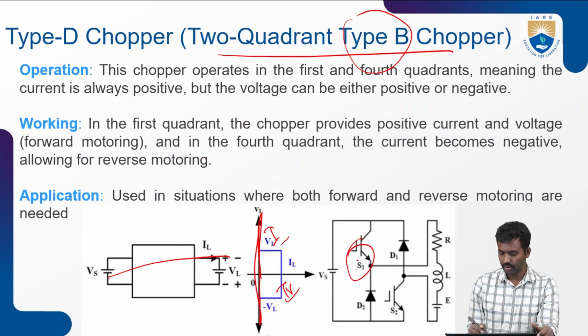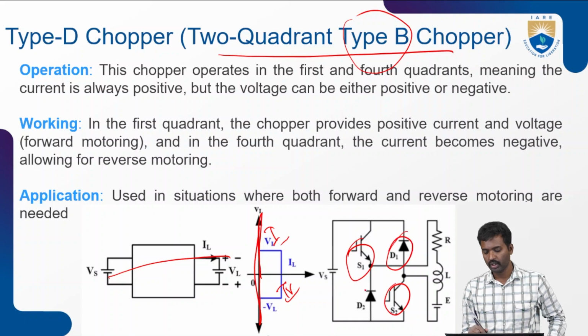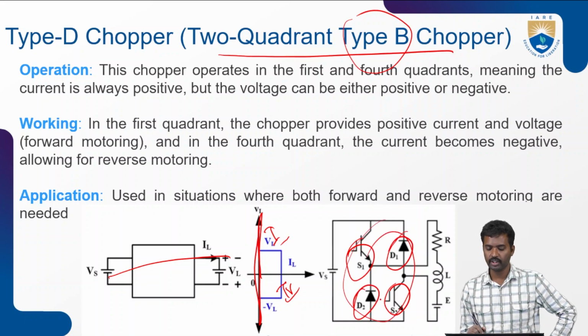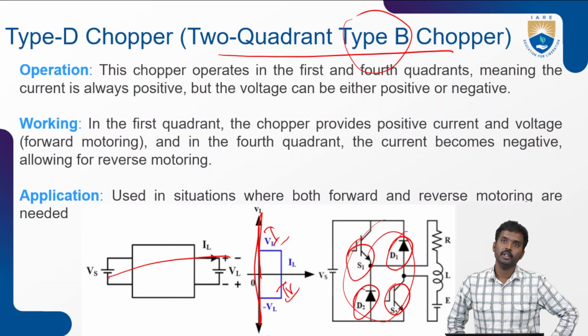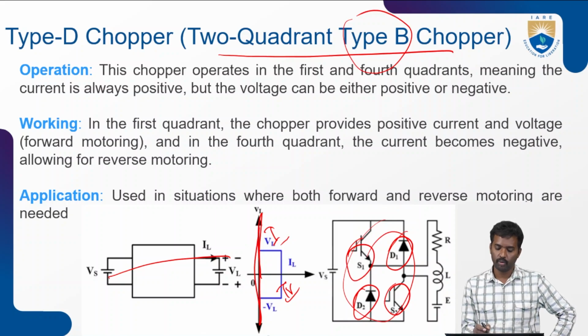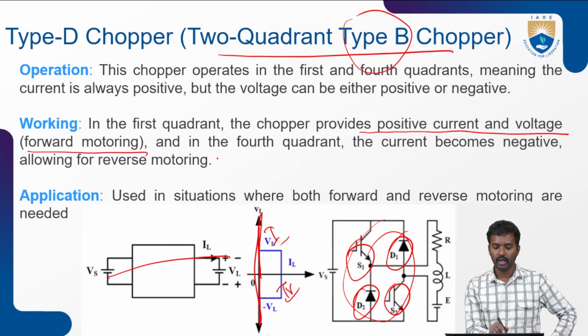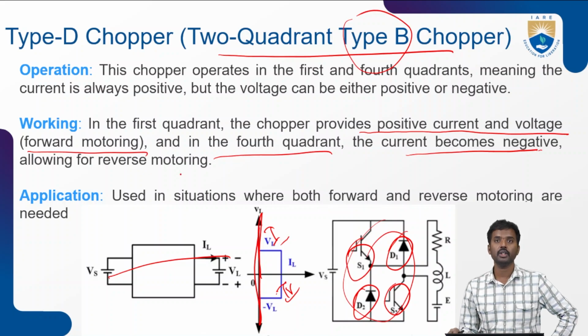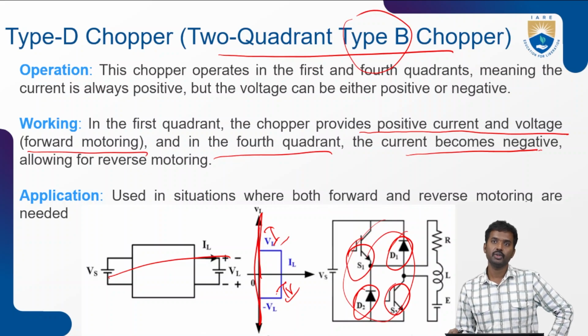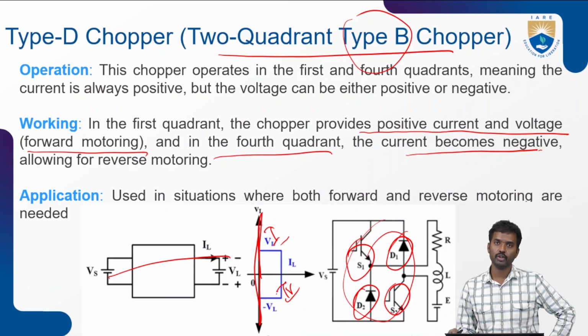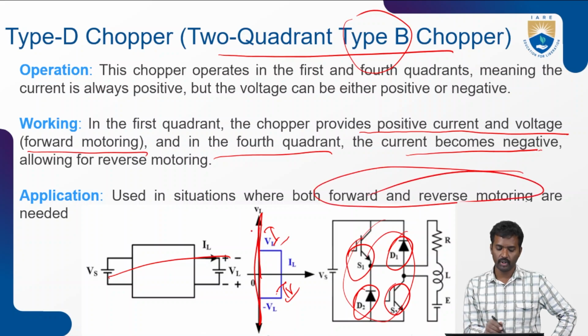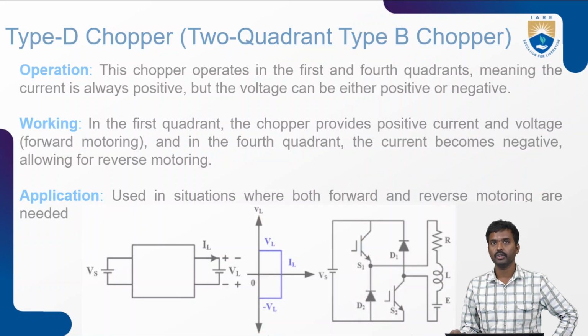Switches S1 and S2, diode 1 and diode 2 are connected in this fashion. In the first quadrant the chopper provides voltage and current for forward motoring, and in the fourth quadrant the voltage becomes negative, which allows the reverse motoring. It is used in situations where forward and reverse motoring operations are required. And next question, 18th question.